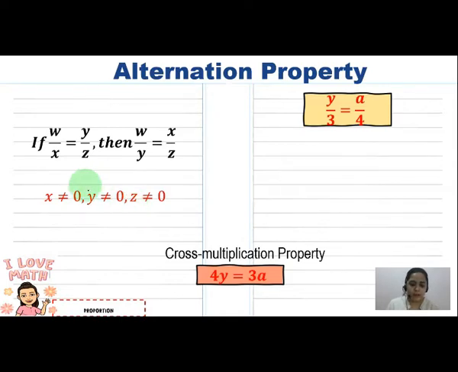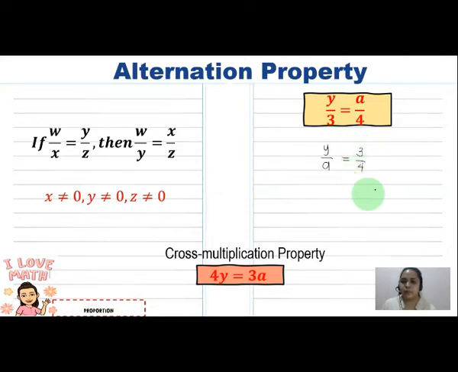So, sa alternation property, we have if W over X is equal to Y over Z, then W over Y is equal to X over Z, provided that X, Y, Z is not equal to 0. So, kung mapapansin nyo, in-interchange lang yung numerator at denominator ng bawat isa. Yung denominator ng isa ay ipinalit sa numerator ng isa. That's why, diba dito ay X ay denominator, napunta siya sa numerator ng Z. On the other hand, yung Y na numerator, naging denominator ng Z. So, gawin nga natin ito dito at tingnan natin kung lalabas pa rin na sagot is 4Y equals 3A. Let's have interchange muna natin. So, we will have Y over A equals 3 over 4.